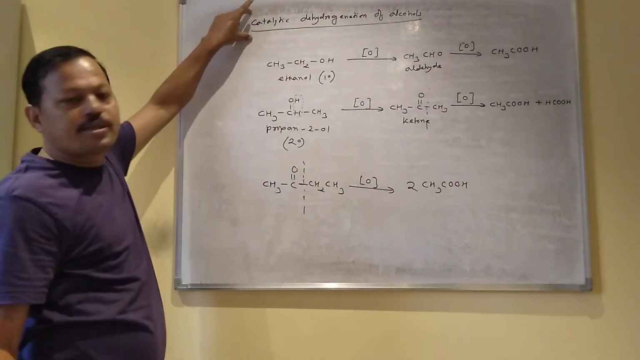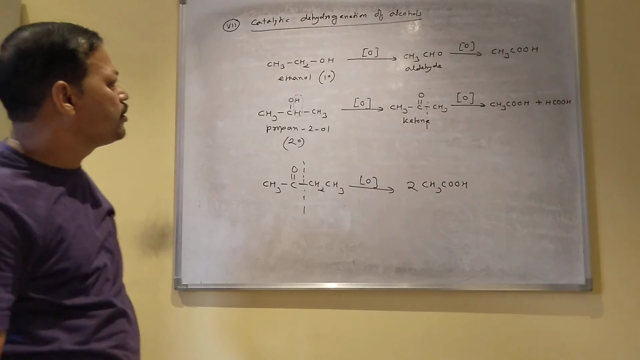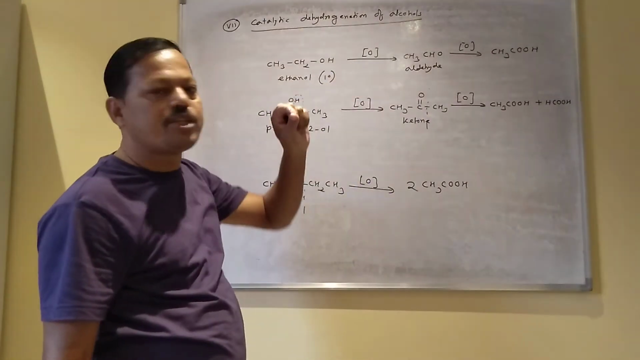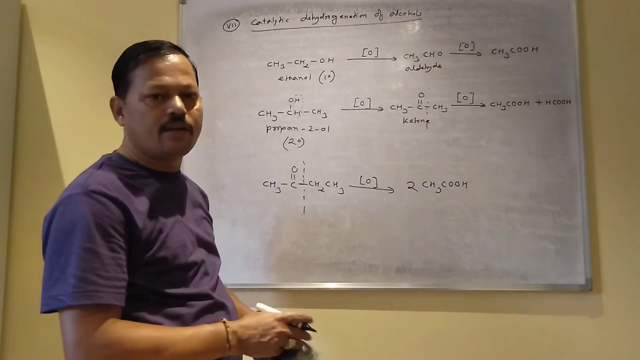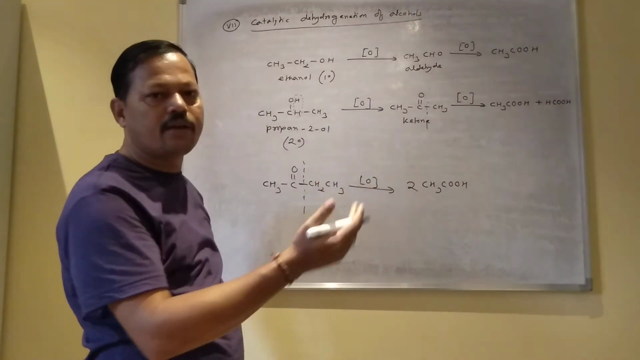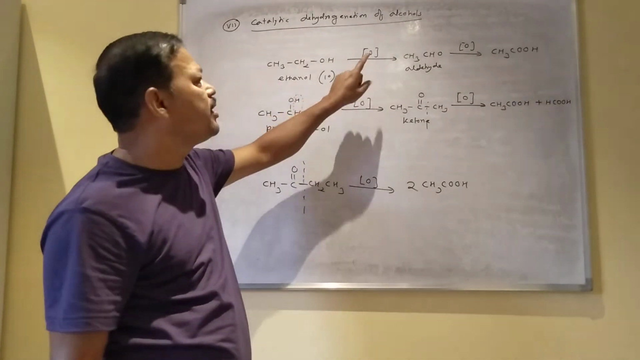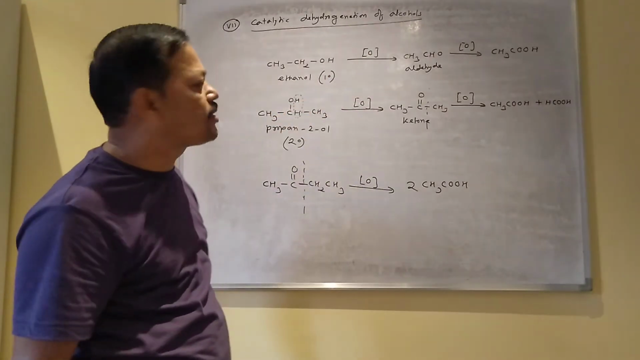Before doing this reaction, I want to tell you something. As I have mentioned, when you do oxidation, it always requires some oxidizing agent. The oxidizing agent helps in oxidation. Now, what type of oxidizing agent do you use in these reactions?